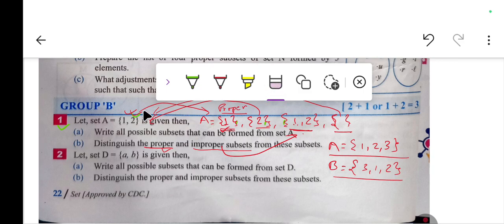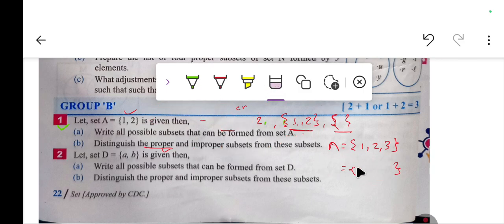So let us go to the next question. Let us not waste much time over here on one question. Let's go to another question. In another question, what do you see? Question number 2. Let set D is equal to {a, b} is given, then write all possible subsets that can be formed from set D. Same way.